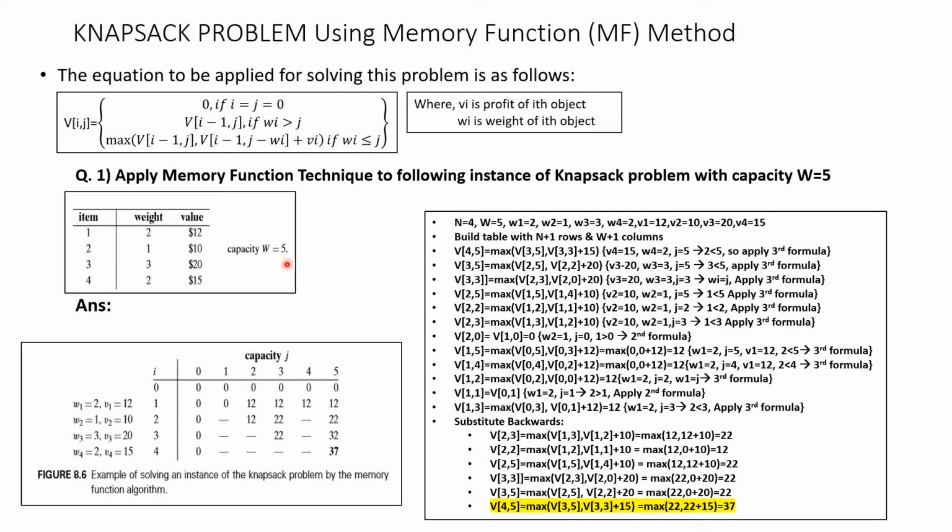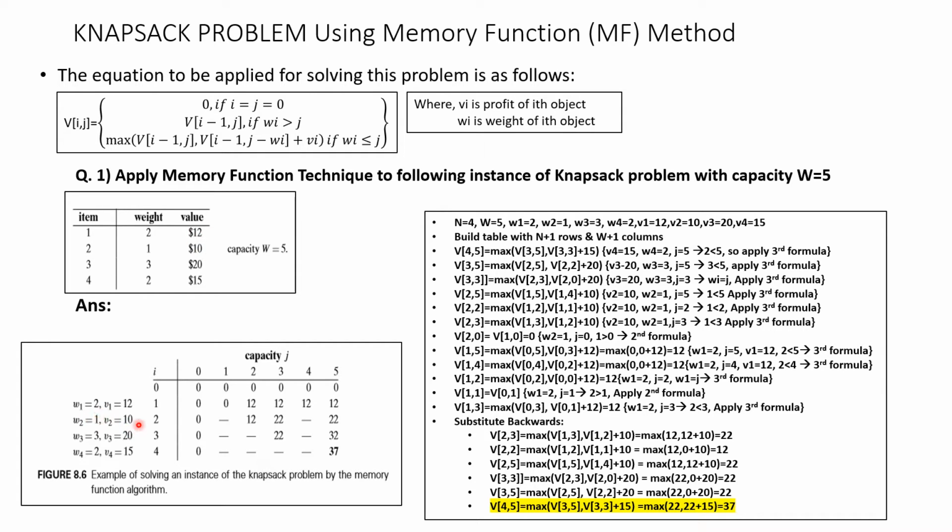Similarly, what is W? W is 5. So we build W plus 1 columns. That is 0, 1, 2, 3, 4, 5. That is totally 6 columns we build, because 5 plus 1 is 6 and number of items are 4. So we build 5 rows. It is 0 to 4 rows, 0 to 5 columns. Please remember, this column index is j and the row index is i. Now here he has written, see here, W1 is 2, V1 is 12. This is nothing but the weight of the first object and the profit of the first object.